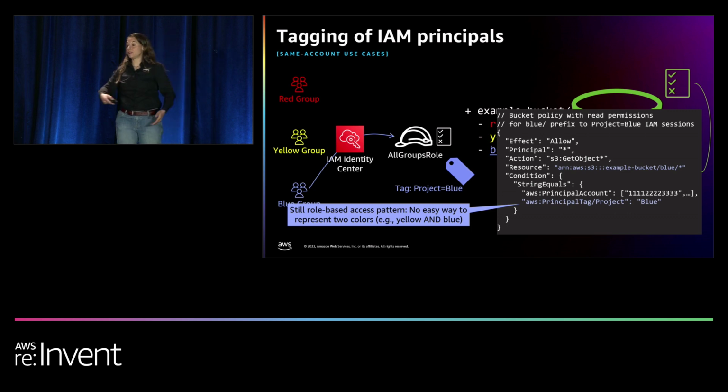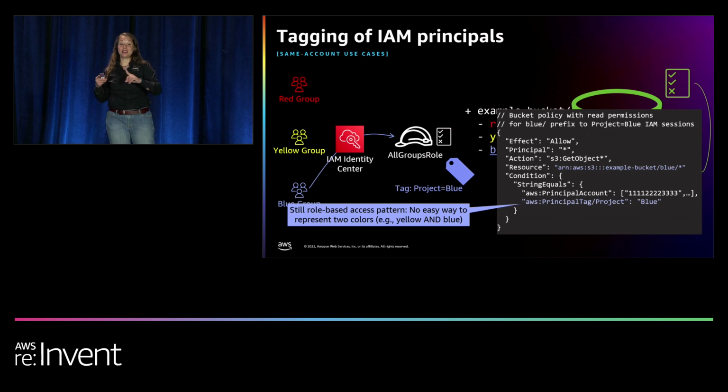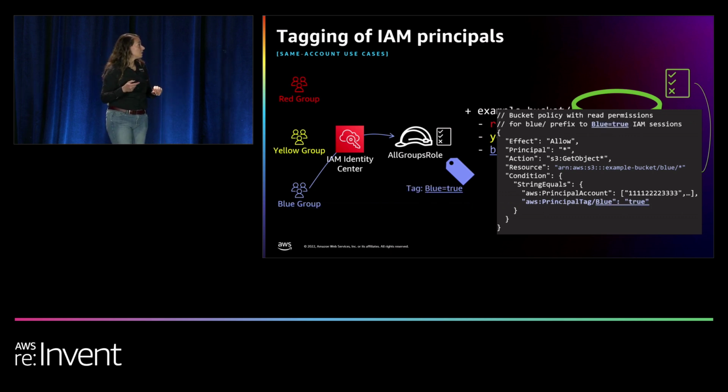I could have Blue, I could have chartreuse, I could have maroon, right? Like these are just strings, right? So I've basically removed the limit there. But notice that on any given session, that project tag can have exactly one value. So I can be Blue or I can be yellow, but I cannot, under this scheme, have a strategy that gets me both yellow and Blue.